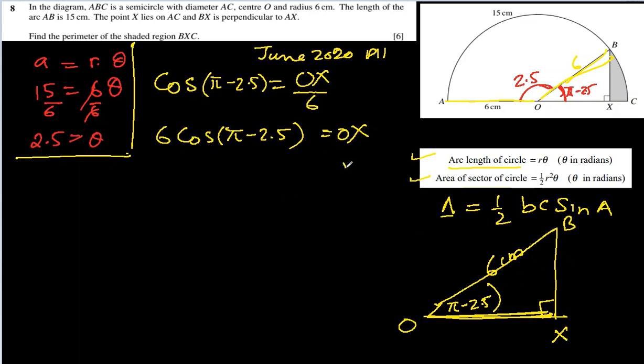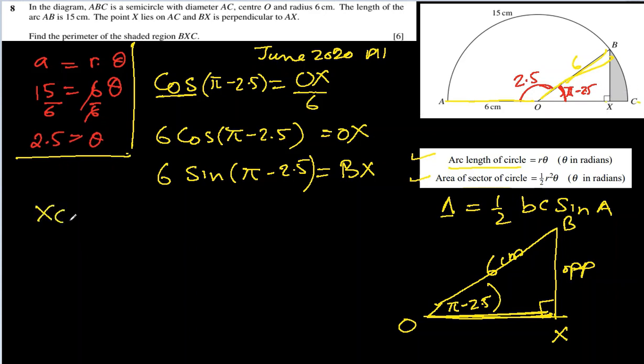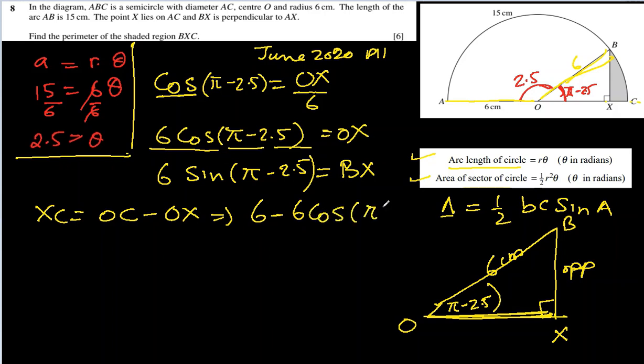Similarly, for BX, it will be the same process. In place of cos, it will be sine, because that one is opposite. So it will be 6 sine(pi minus 2.5). Now if I want to find XC in the main drawing, XC will be OC, which is the radius, minus OX. OC is known to us, 6 centimeters, the full radius. Minus we subtract OX, which we just got, 6 cos(pi minus 2.5). We'll evaluate this later.